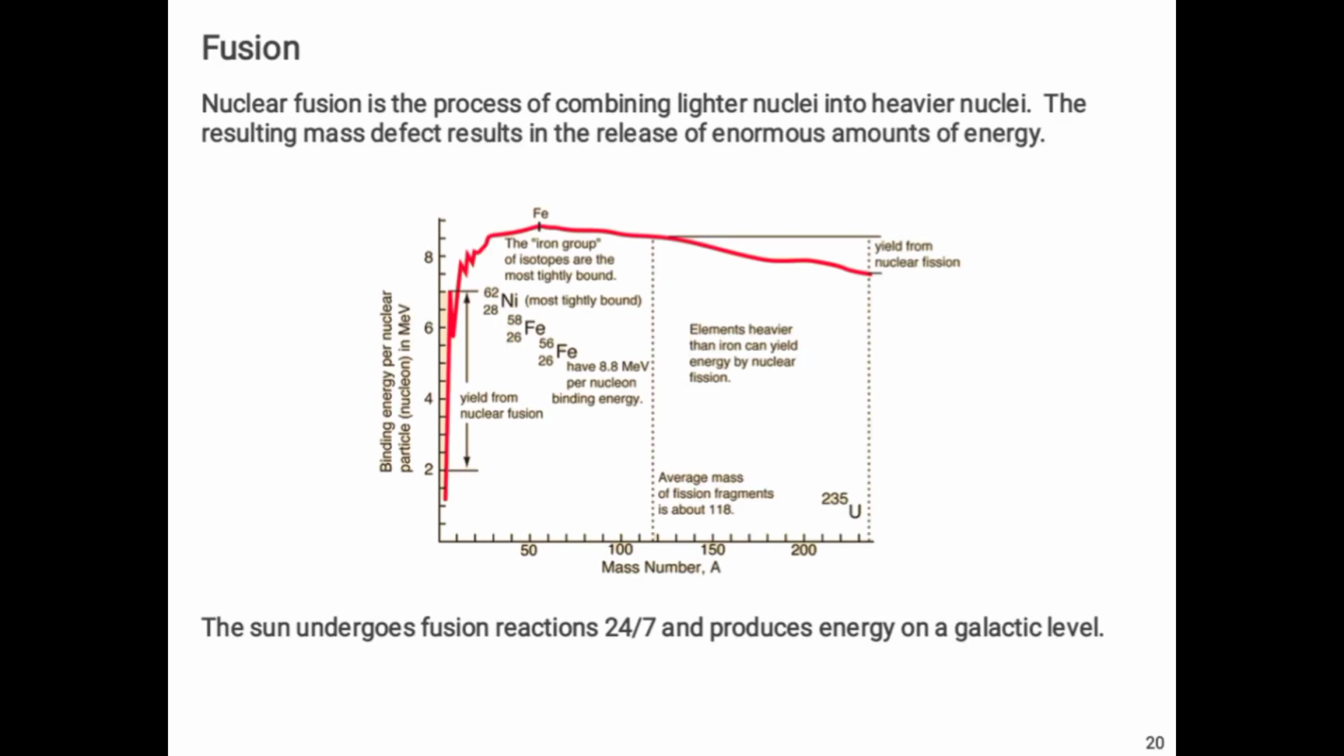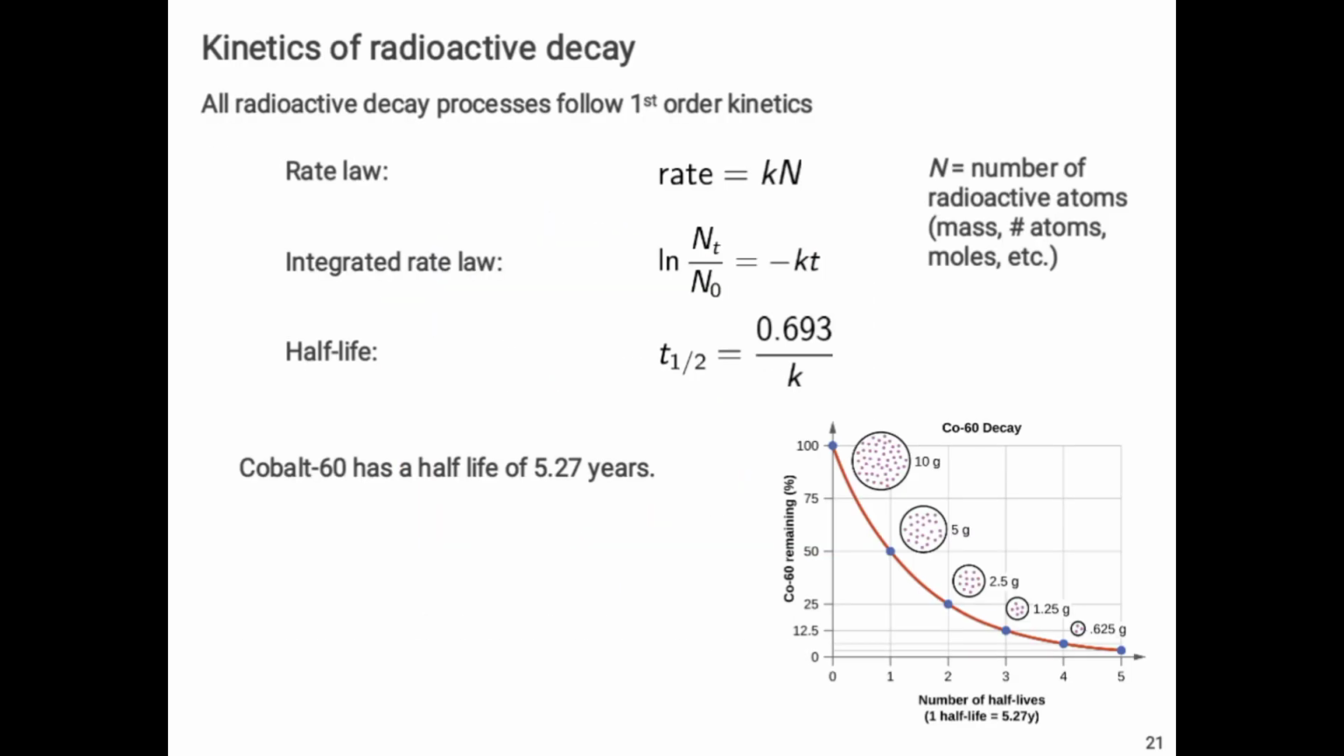Fusion. Fusion process is combining lighter nuclei into heavier nuclei. The result releases an enormous amount of energy. The sun undergoes fusion reaction to produce energy at the galactic level. The best example for this is the flash of the sun.